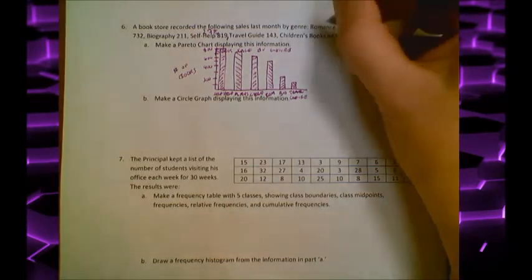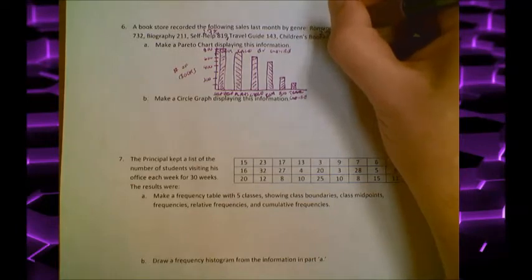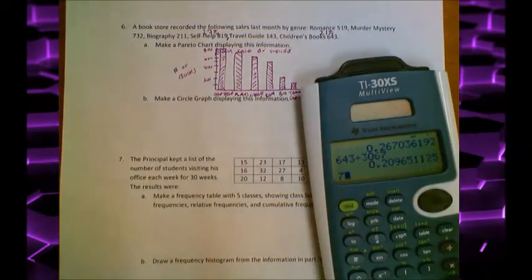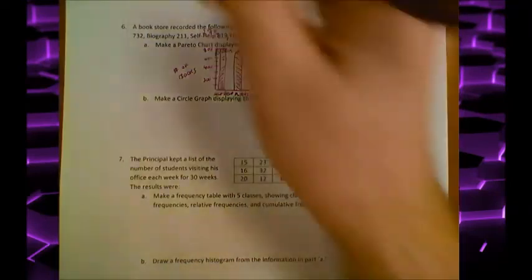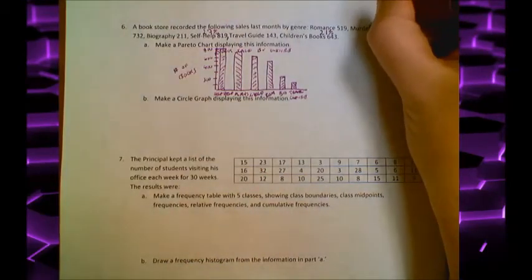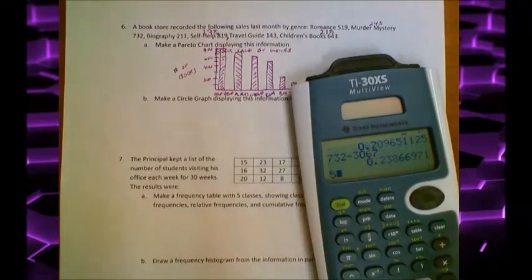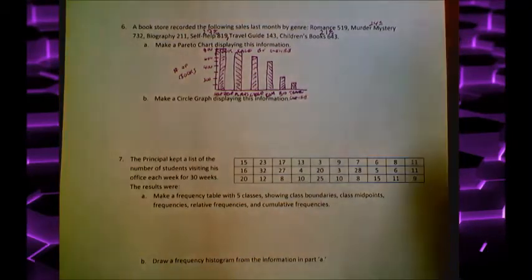Oh, that was not the next one, but well, you still need it. So let's say 21%. I forgot the 732. 732 divided by 3067, that's about 24. We'll go to romance: 519 divided by 3067. We're at about 17%.